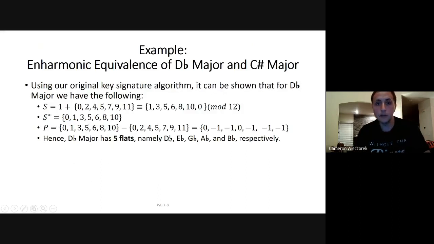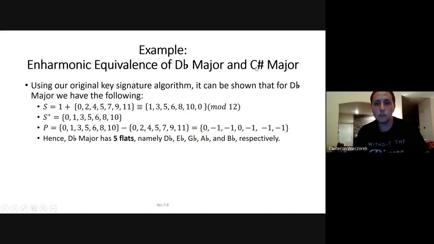Let's look at one more example. Let's say we want to look at the enharmonic equivalence of D flat major and C sharp major. So D flat major I've outlined on this slide. If you go through the computation, the set P ends up having 5 flats, and based on their positions, it's D flat, E flat, G flat, A flat, and B flat. All I did is I took the tonic note, added the C major scale, sorted it from least to greatest, and then subtracted the original C major scale. So I got 5 flats: D, E, G, A, and B.